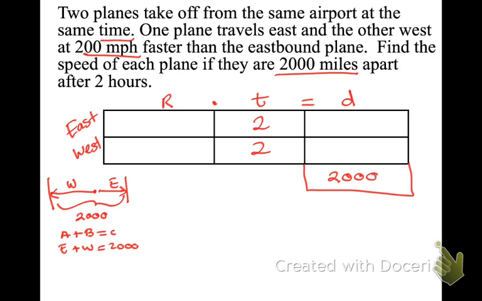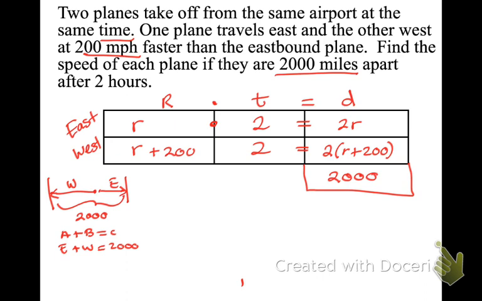Now, the rate. Do we know the rate of each plane? No. So we'll just call it R. But how do we differentiate their speeds? R1 and R2. Which one's plus 200? West. The west is the rate plus the 200. So now, just like we did before, we multiply across. I get 2R. This is 2 times R plus 200.